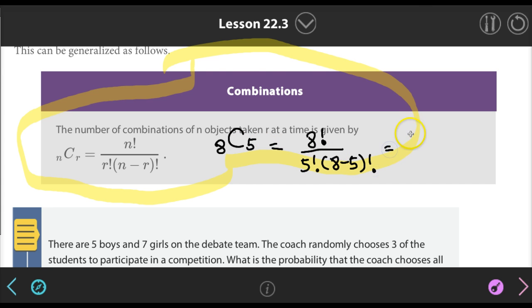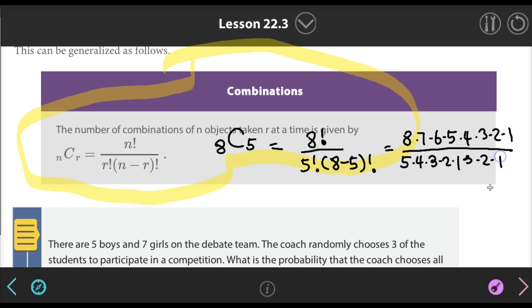So then let's try and calculate this. 8 times 7 times 6 times 5 times 4 times 3 times 2 times 1 all over... And of course, let's do this one first. 5 times 4 times 3 times 2 times 1. Times 8 minus 5 is 3, right? So it's 3 times 2 times 1.